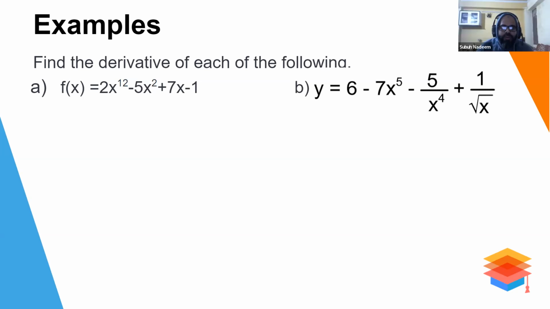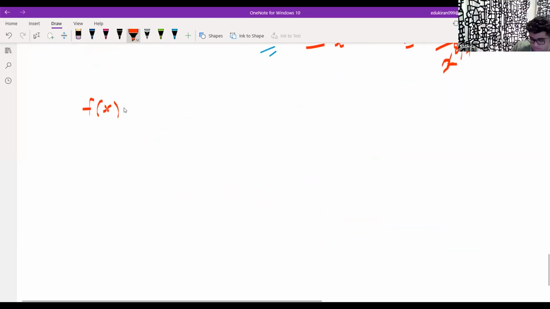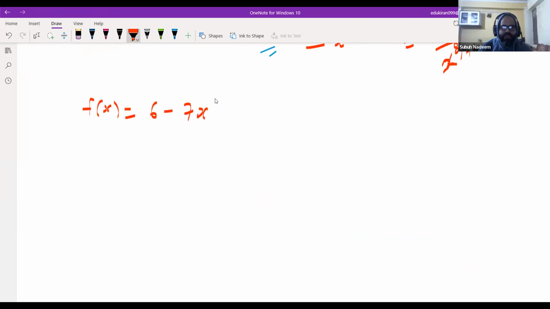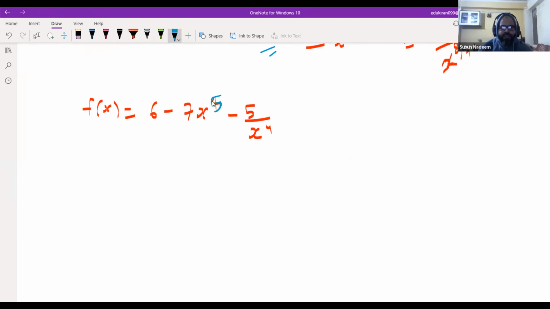Let me tell you. You tell me the function, the whole function. y equals 6 minus 7x raised to 5, minus 5 by x to the power 4, plus 1 by root x. This is what we have.